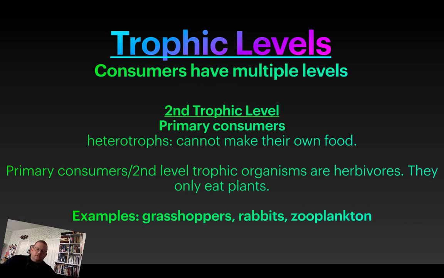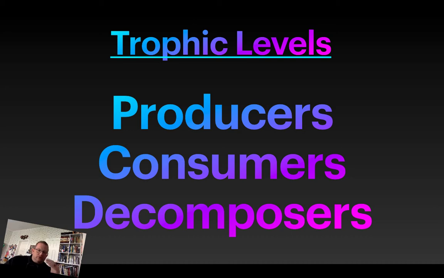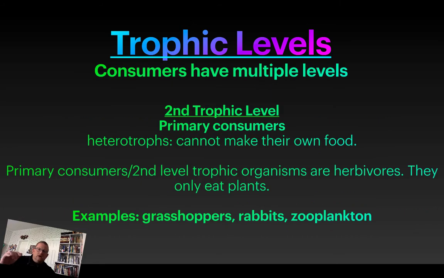The consumers, however, is where it gets a little crazy. If we come back here 2 spots, you guys know producer, consumer, decomposer. Producer is the first trophic level. We just talked about that. What is a little funky is the fact that consumers have multiple levels. So the first trophic level are plants. They make their own food. Second trophic level are primary consumers. Well, what does that mean?